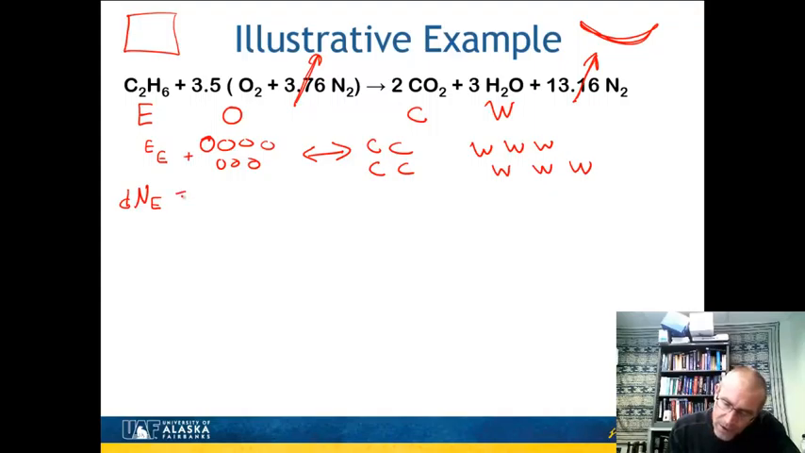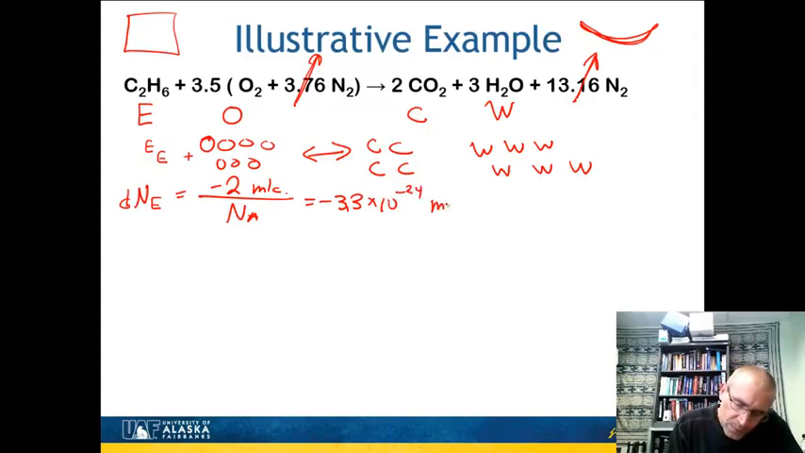All right, so if I wanted to know, for example, what is dN sub E, the change in ethane? Well, it's getting consumed, so it's minus 2 molecules. I want the number of moles, so I'm going to divide that by Avogadro's number, 6.022 times 10 to the 23rd. And that would be about minus 3.3 times 10 to the minus 24 moles. So there's dN sub E that would go into my equation.